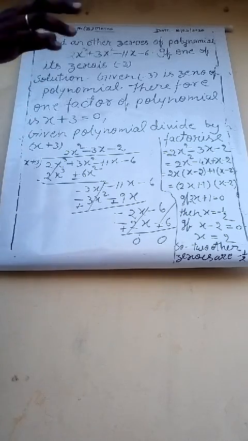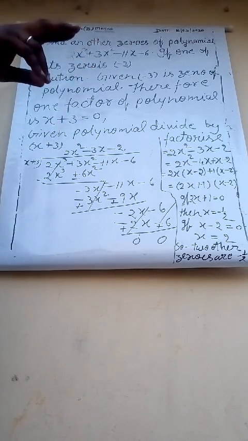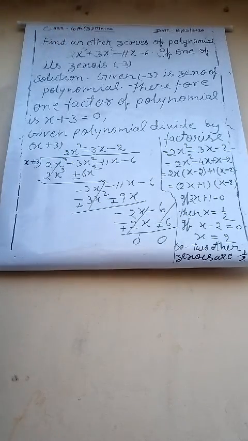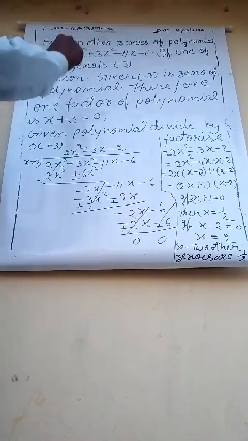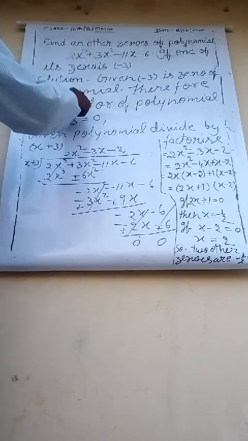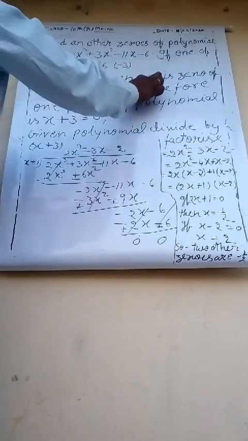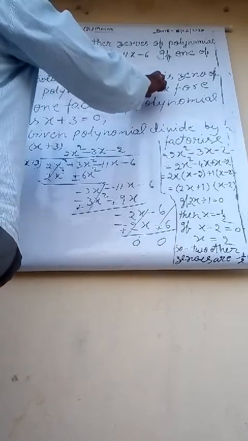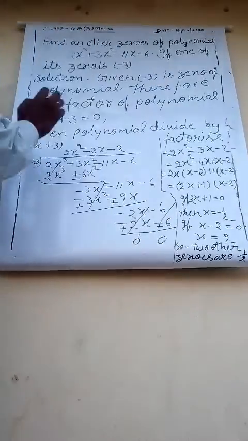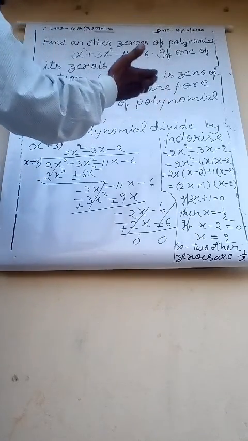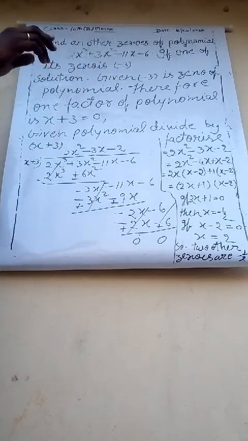Convert zeros to factors, and factors convert to zeros. Read in class 9th. The same rule applies in this system. Given zero minus 3, so the factor of the polynomial is x plus 3.